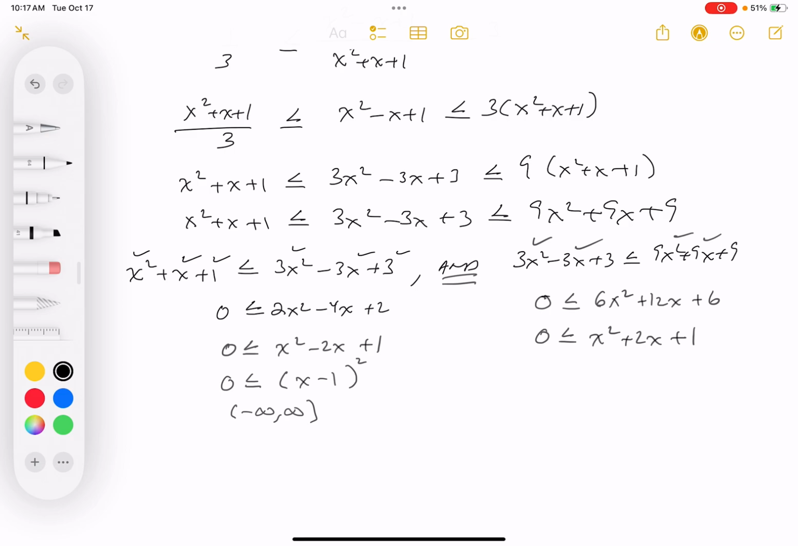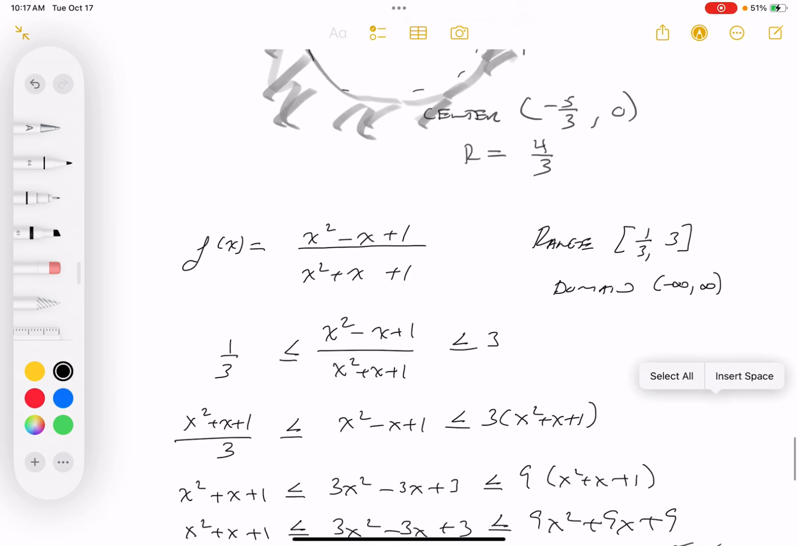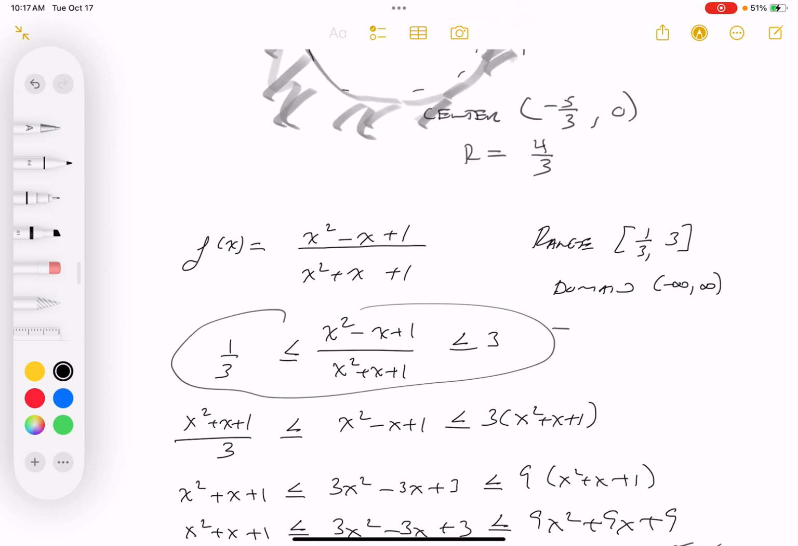And my question is, what's that guy? It's going to be 0 less than or equal to x plus 1 squared. And by the way, this is also true for all real numbers. Where do those two sets intersect? Between minus infinity and infinity. So the solution to this, as we've shown, is minus infinity to infinity. What have I just shown? On the interval from minus infinity to infinity, this function is bounded by those two numbers. And we're done. Thank you.